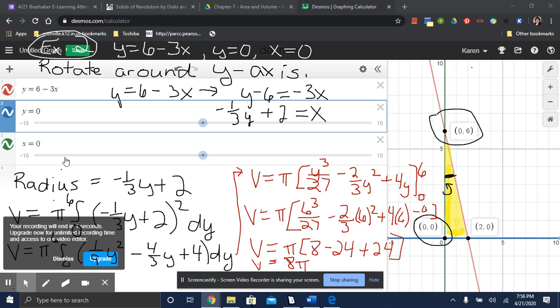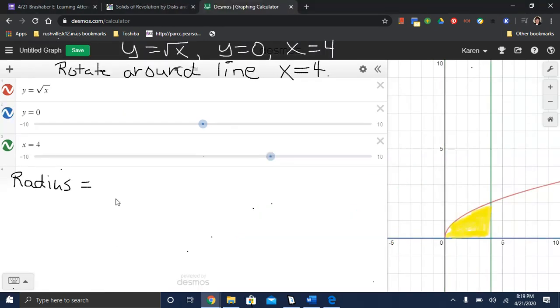Okay, for our third example, we're going to look at the same setup actually as example number 1, but this time we're going to rotate around the line x equals 4. So if you think about that, if we're rotating around that line, you'll get a completely different shape than what we had previously. So we're rotating it around this vertical line, x equals 4.